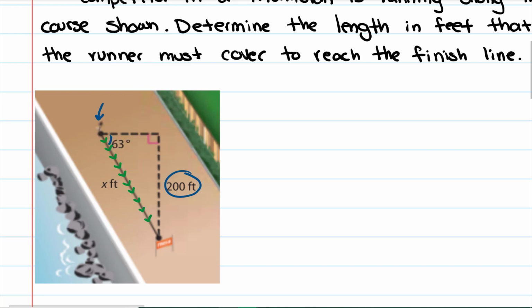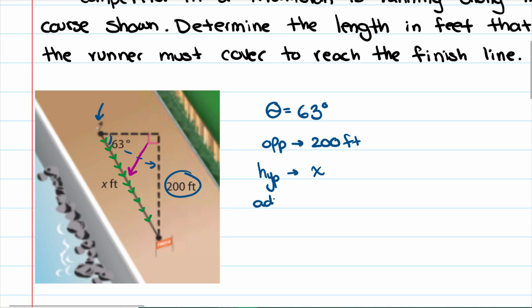So the first step I like to do with word problems is write down what I know. And I know theta is going to be 63 degrees. And I know that the opposite side is 200 feet. And I know that because that's the side opposite from my angle. And I know my hypotenuse is going to be x. And I know this because it's opposite from the right angle.